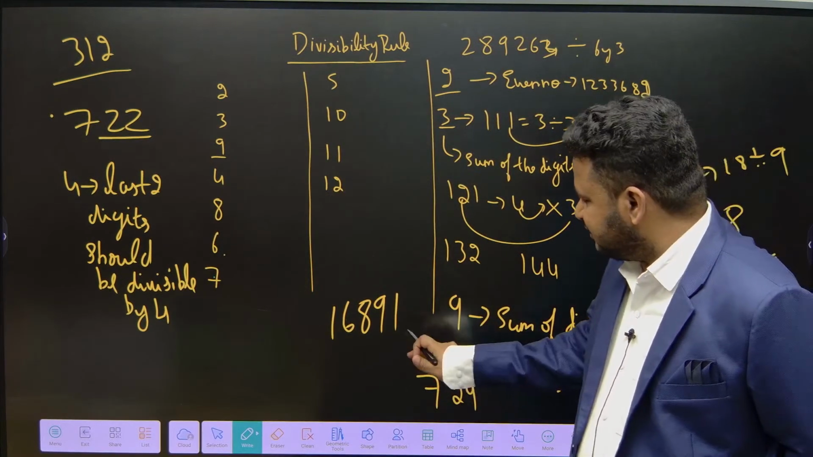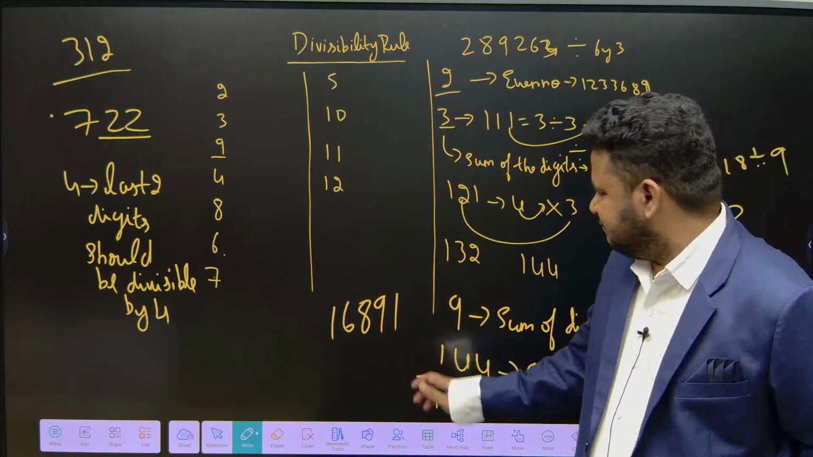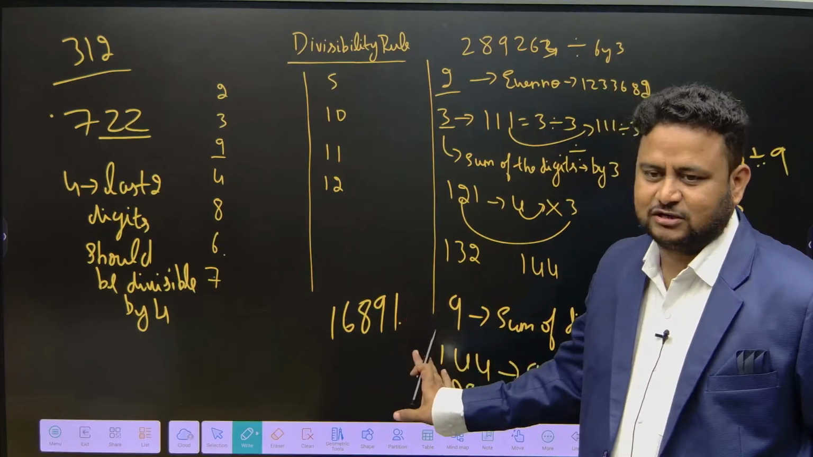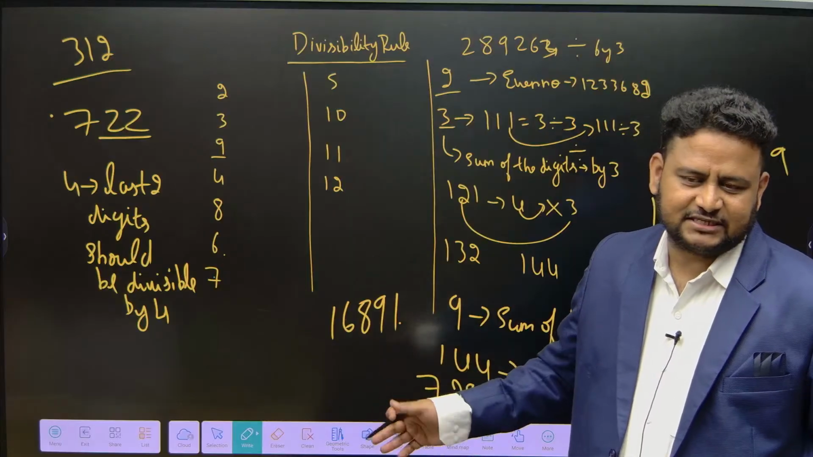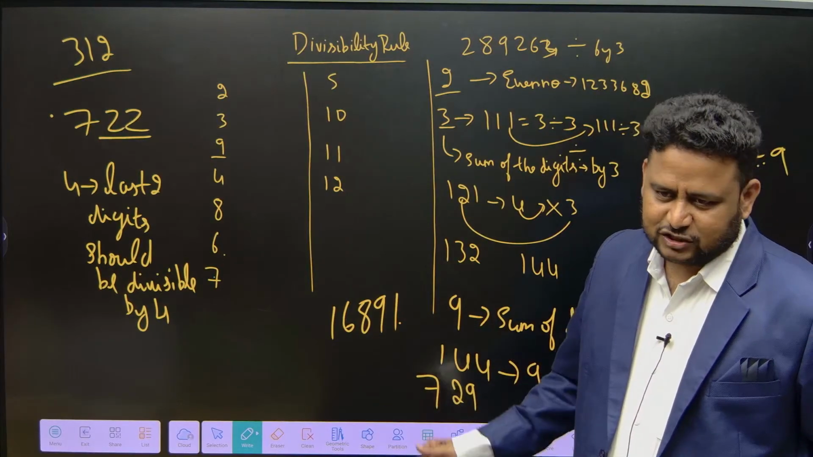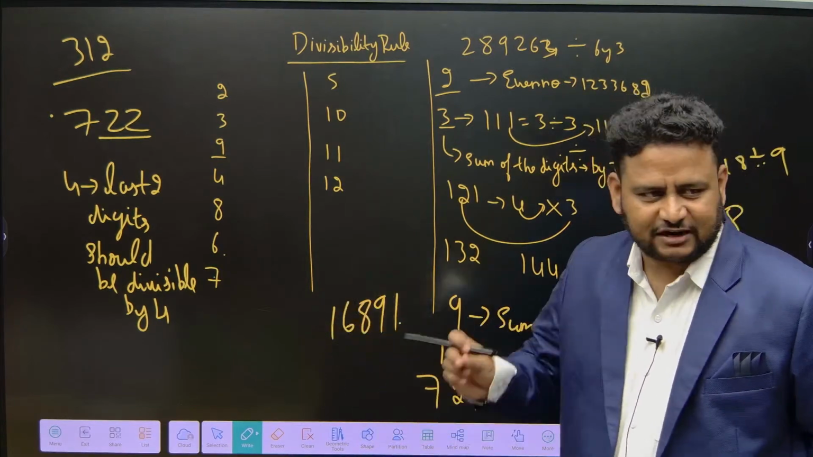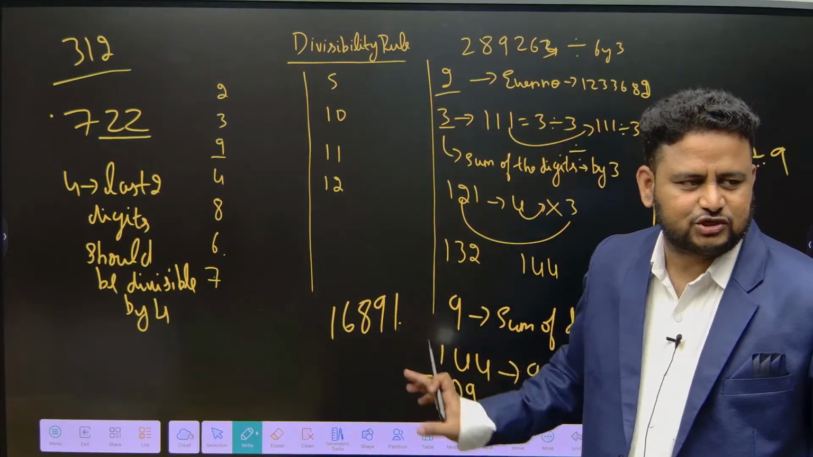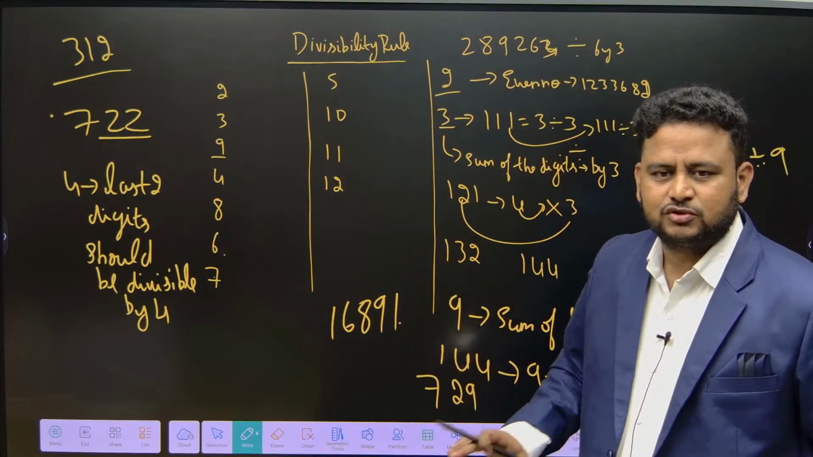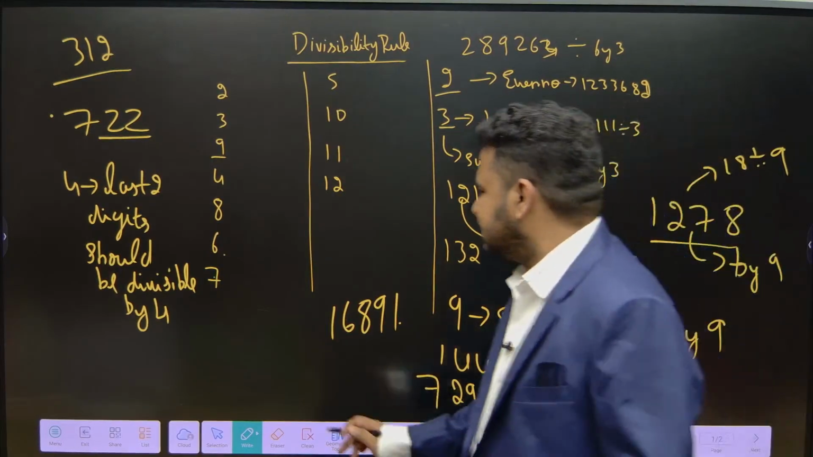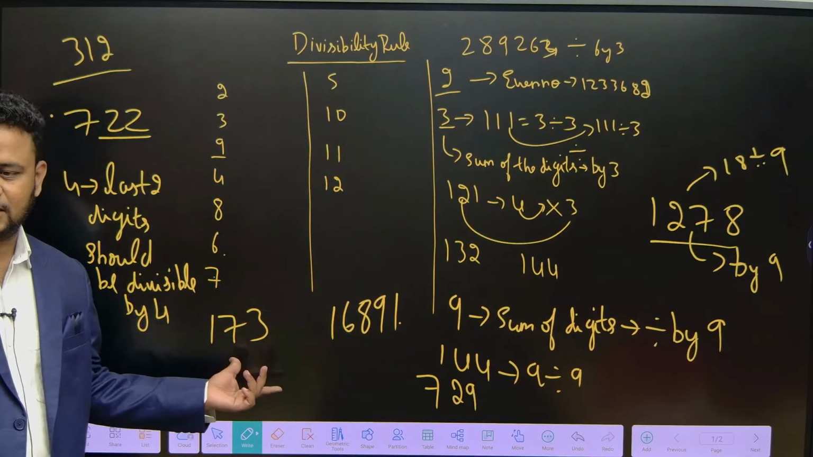See, first of all, understand one thing. If it has to be divisible by 4, one thing is it should be an even number. Correct? If it is not an even number, there is no need to check. Any number that is divisible by 4 will also be divisible by 2, because 4 is 2 into 2. So first check whether it is even or not, then check the last two digits. If I say 173, no need to check, because this is not an even number at all.